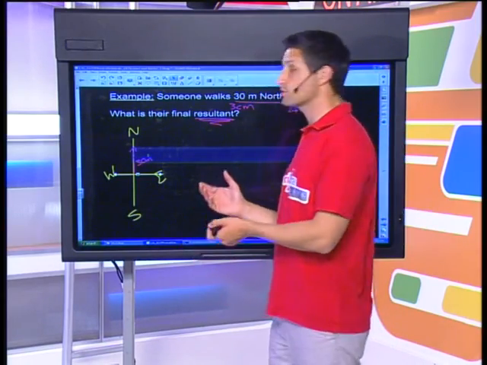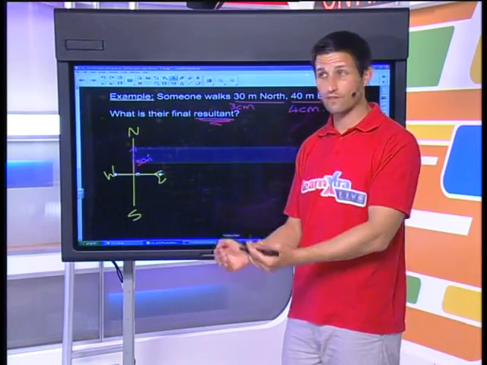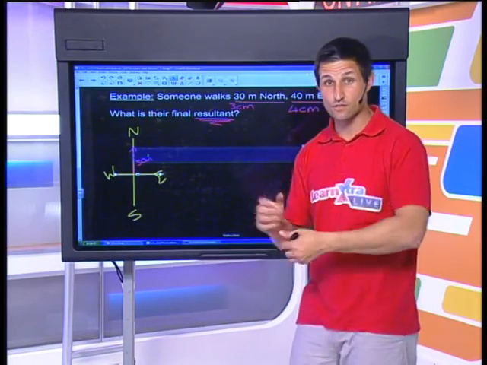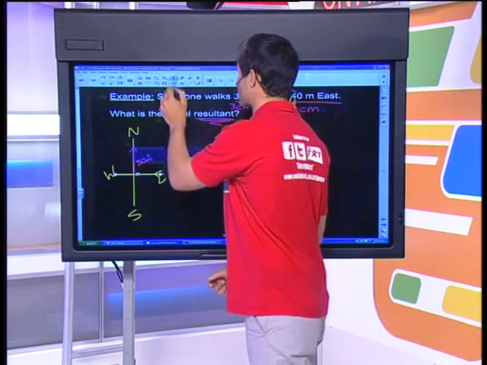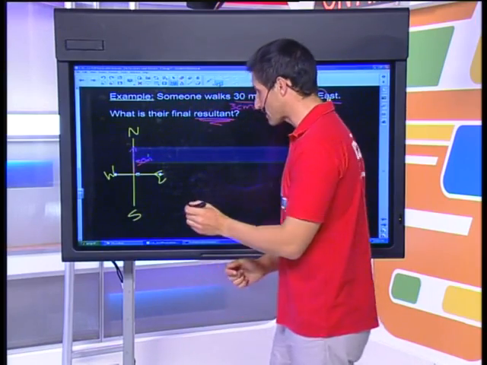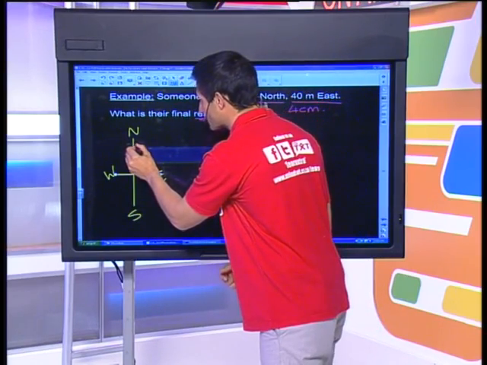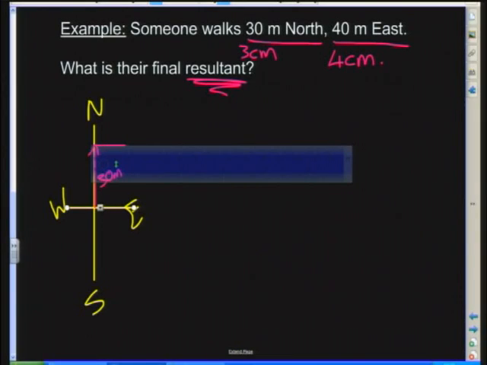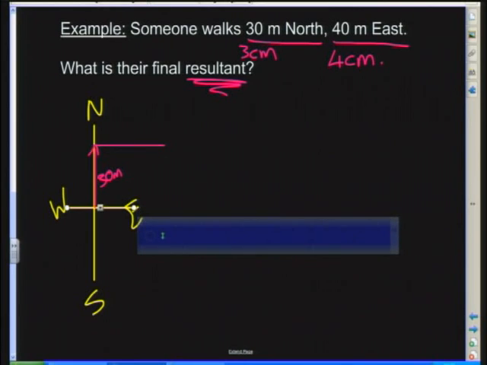Now what I'm going to do is I'm going to draw in my new vector of 40 meters to the east. So let's do this. So let's draw in another vector. I've got a vector which starts at the head of the one, follows through. So there's 2, 3, 4 centimeters over there. Fantastic. We've drawn in our new vector. Let's just make sure that there's a nice head on the end of it. Right, and that represents 40 meters to the east.